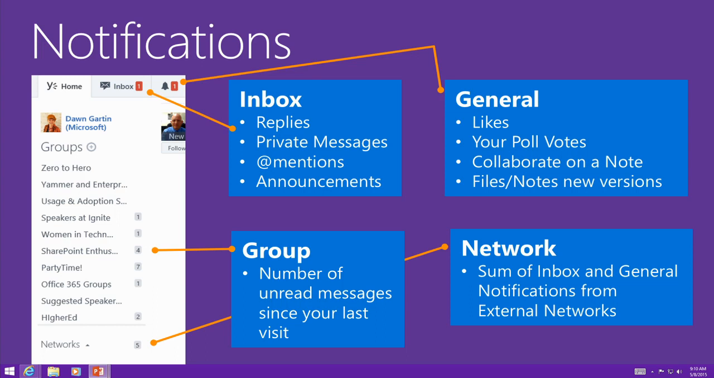And then there's the network. So when it comes to networks, you have your home network, and then there are external networks. So for example, if your business uses Yammer, and then you join the Ignite network, your company network is your home network, and the Ignite would be an external network.